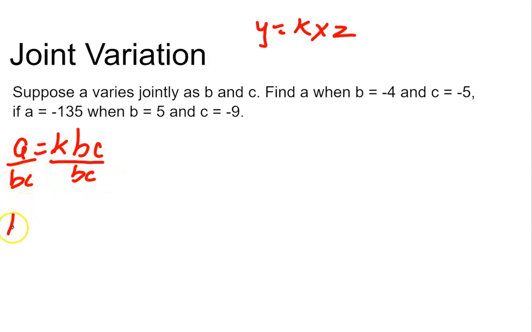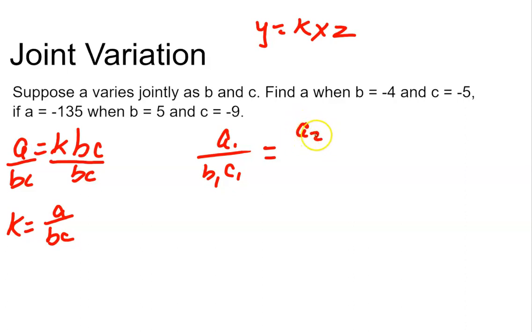And so I have the constant equaling a divided by bc. And so if I have 2 of them, I'm going to be using the formula of a1 divided by b1 c1 equals a2 divided by b2 c2.